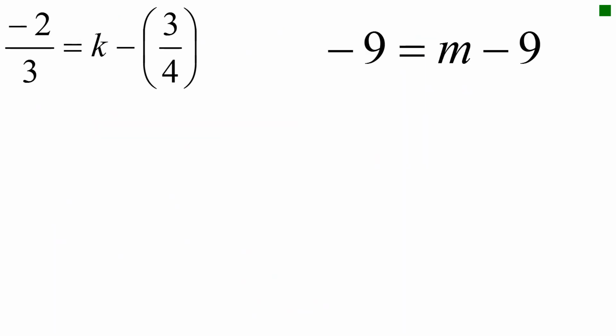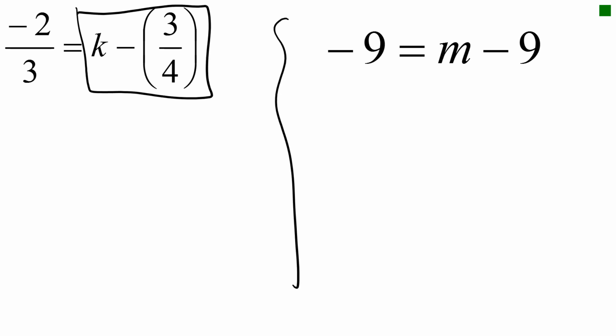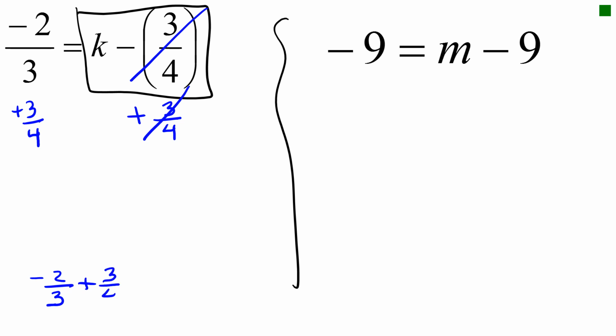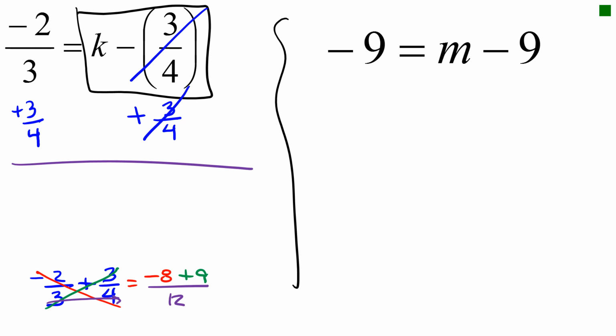So we're going to look at, I think, 2 more of these. Over here, the variable is on the right-hand side, don't freak out by that. I've got a minus 3/4, so I'm going to add 3/4 to both sides of the equal sign. Negative 3/4 and positive 3/4 cancel. Down here, I'm going to TP it. I'm going to take negative 2/3 plus 3/4. I'm going to multiply up. That gives me negative 8. I'm going to multiply up. 3 times positive 3 is a positive 9. And I'm going to multiply straight across. 3 times 4 is 12. So over here, I have 1/12. And over here, I have the k.